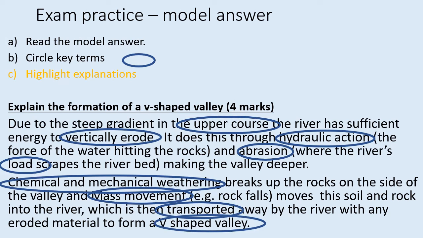Okay, so this is what I've come up with in terms of key terms. I've talked about upper course, I've talked about vertical erosion, this idea of it drilling down. I've talked about types of erosion, so hydraulic action, and abrasion. I've talked about the river's load. I've talked about different types of weathering. I've talked about mass movement, that's the movement of material downstream. I've talked about transporting. I've talked about V-shaped valley.